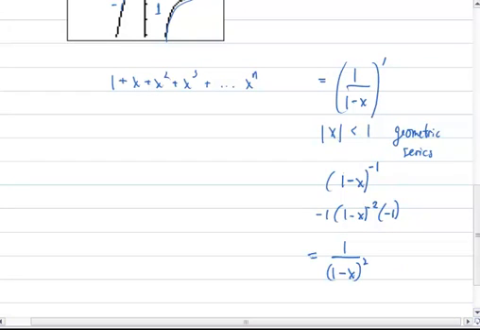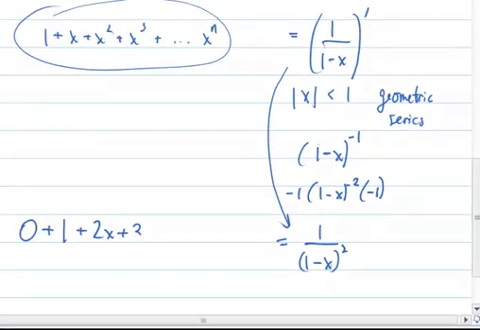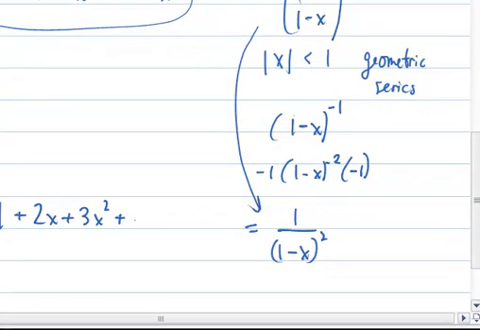1 minus x, quantity squared. That will equal the derivative of this geometric series, which would be 0 plus the derivative of this term, which is 1, plus 2x plus 3x squared plus..., and this would end up being n x to the n minus 1 as our general term.